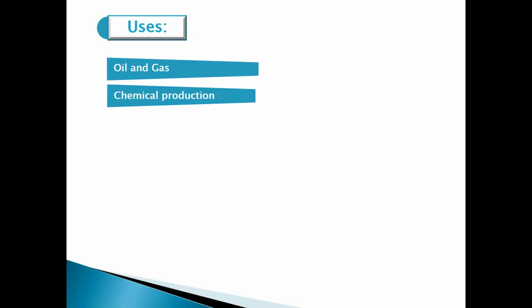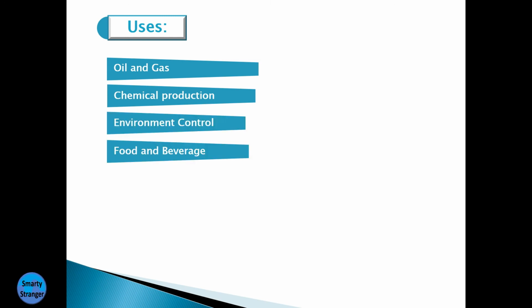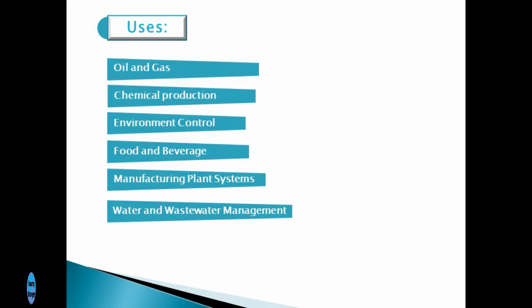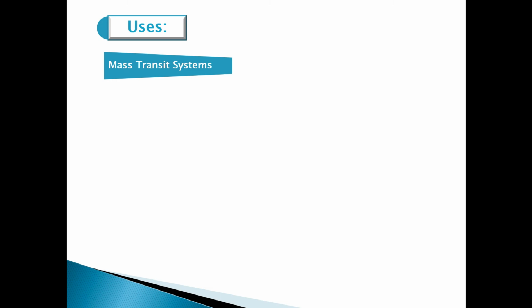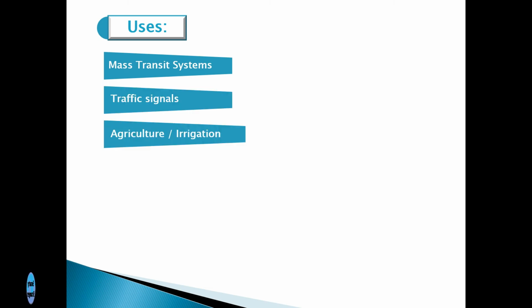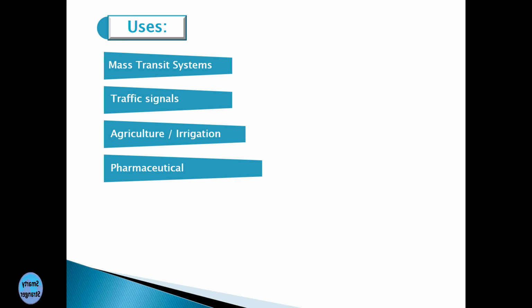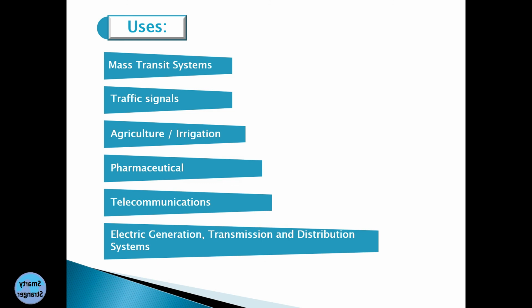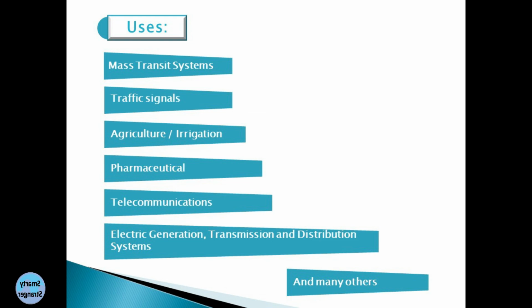SCADA finds uses in a wide range of applications, for example, oil and gas, chemical production, environment control, food and beverage, manufacturing plant systems, water and wastewater management, mass transit systems, traffic signals, agriculture and irrigation, pharmaceutical, telecommunications, electric generation, transmission and distribution systems, and many others.